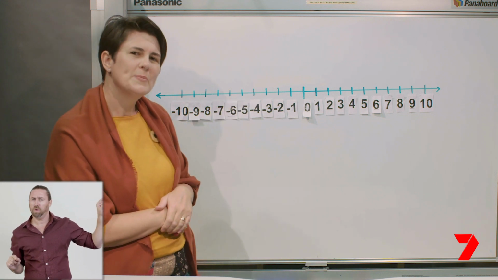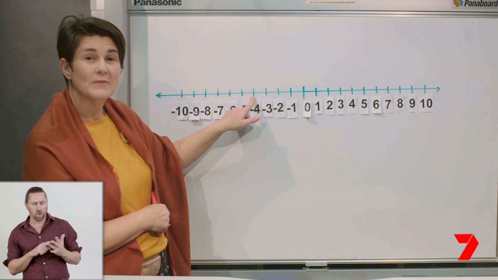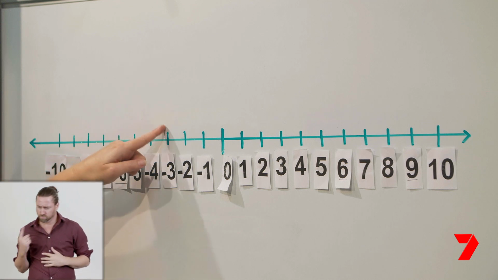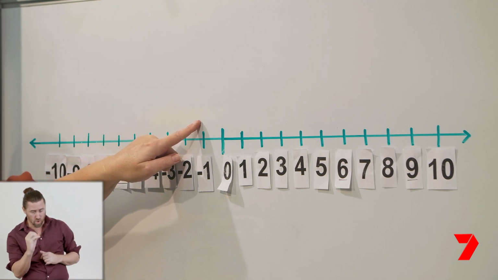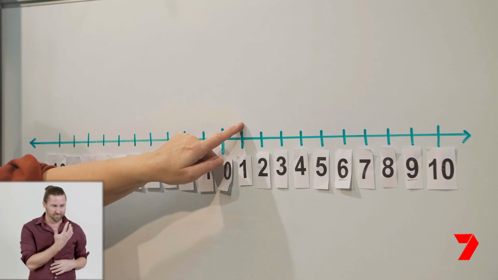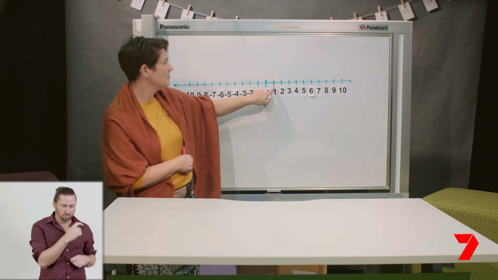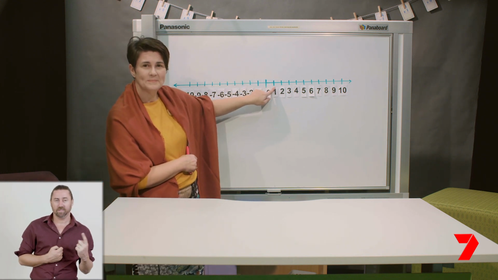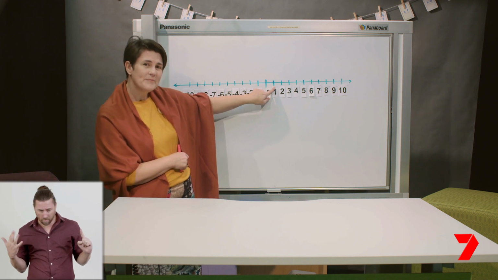So how many steps between -4 and +1? Let's count. 1, 2, 3, don't forget 0, 4, 5. There are 5 spaces between -4 and +1. So the difference between them is 5.